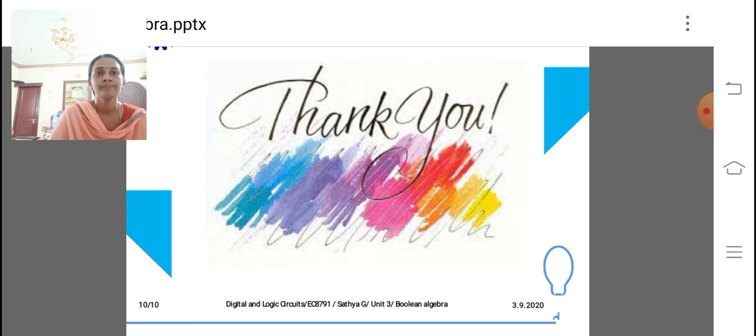I think everybody has a clear idea about Boolean expressions. In the next class we will discuss some more examples and some more problems for this topic. I will explain the same concept in our next class.